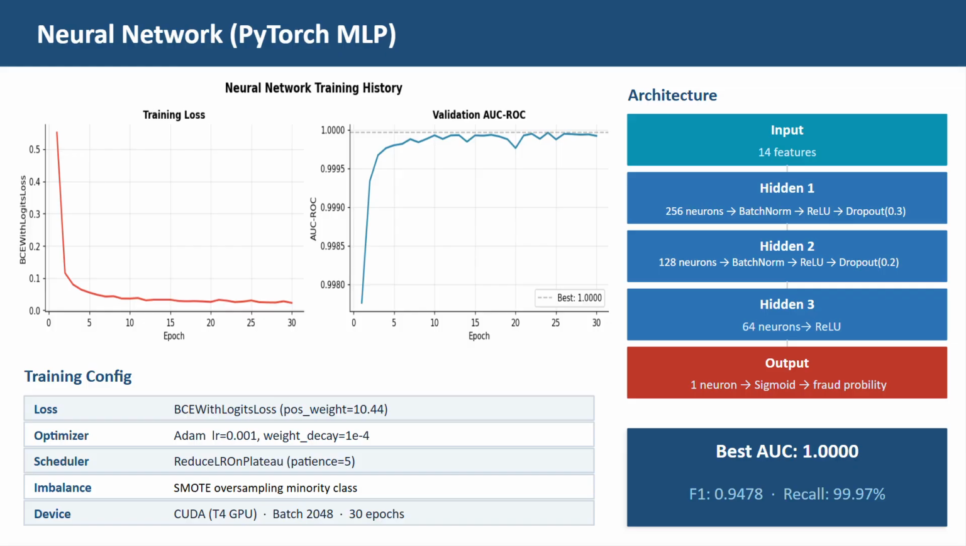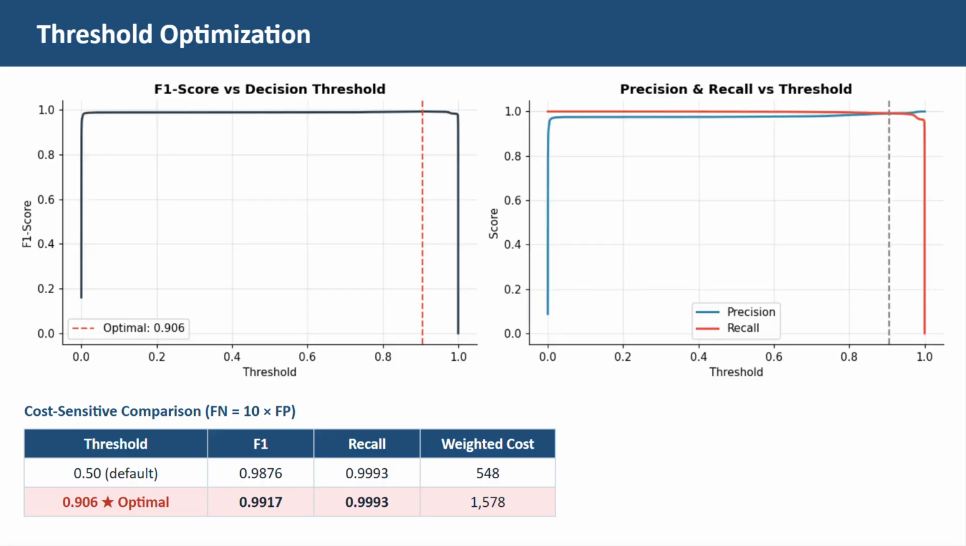As for the imbalance, we use SMOTE oversampling on the minority class, and for the device we use a T4 GPU with 2048 batch size and 30 epochs.